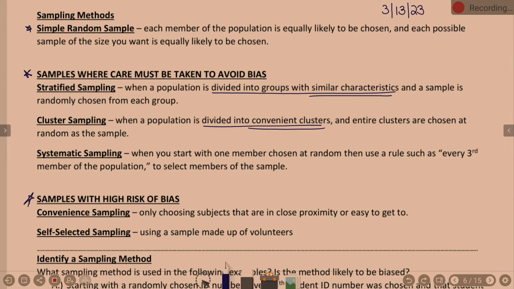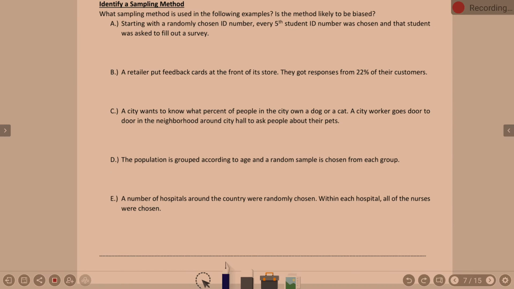You have them there at the top of the paper, because we're going to go down and look at the bottom. And we're going to answer two questions. What sampling method is used in the following examples? And is the method likely to be biased? Okay, so two questions.